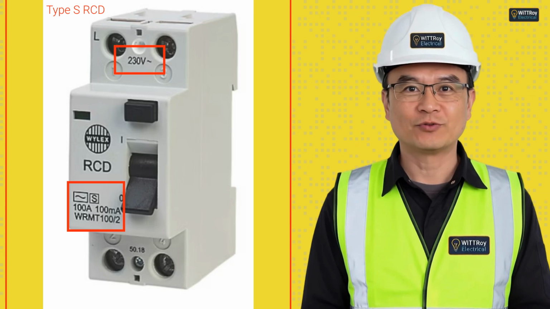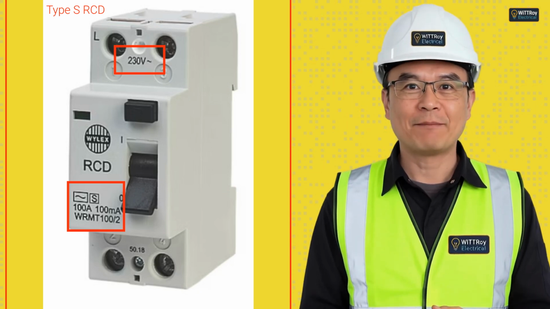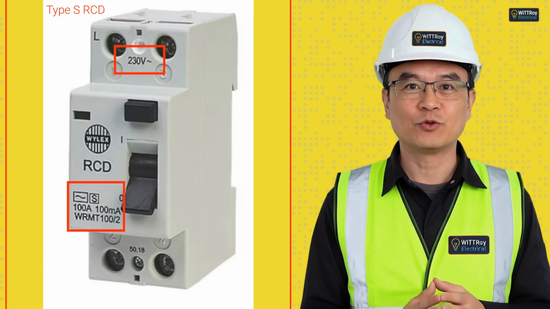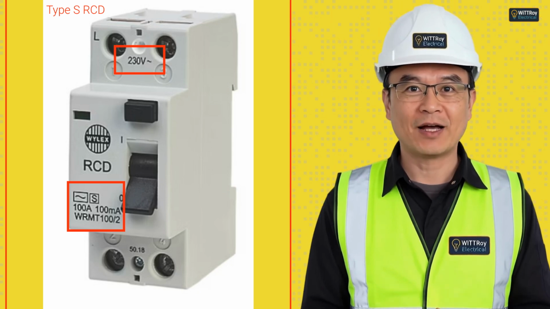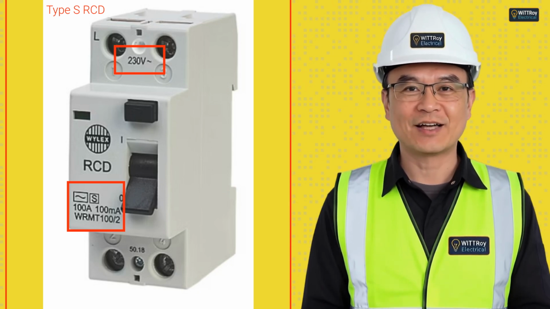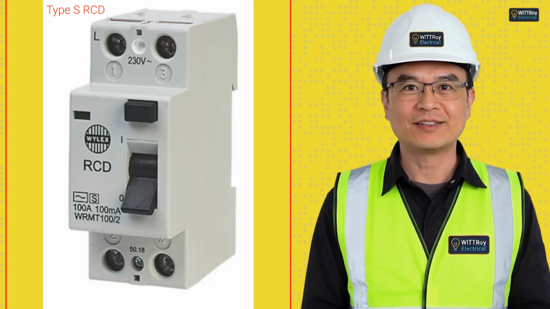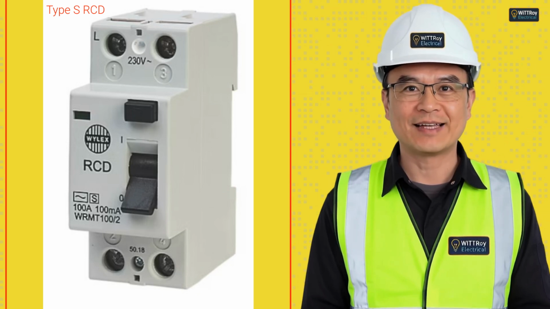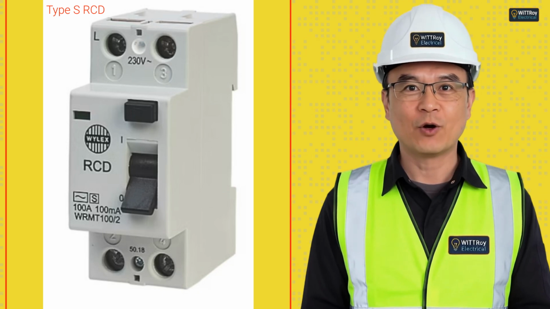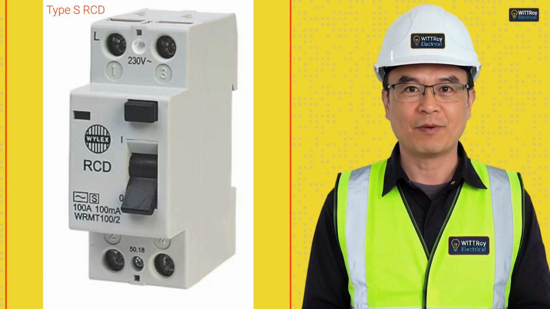I can see 230 VAC. That means it is for a single phase 230 volt AC supply. So this is a single phase type AC type S 100 milliamp 230 volt 100 amp RCD. It provides earth leakage protection with time delay, often for backup protection or fire protection, but it does not provide overload or short circuit protection by itself.